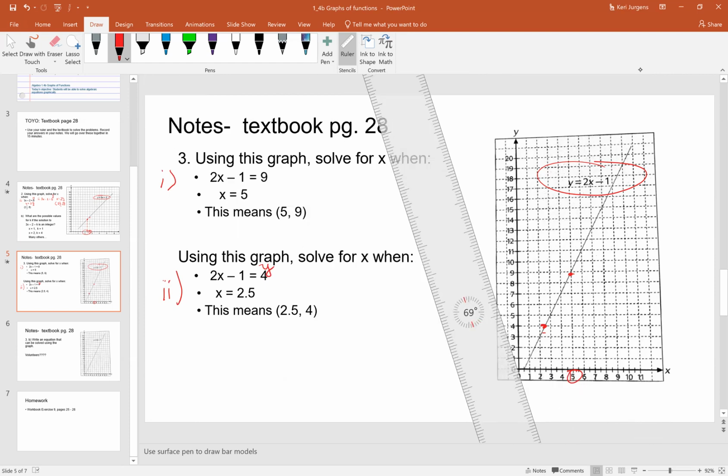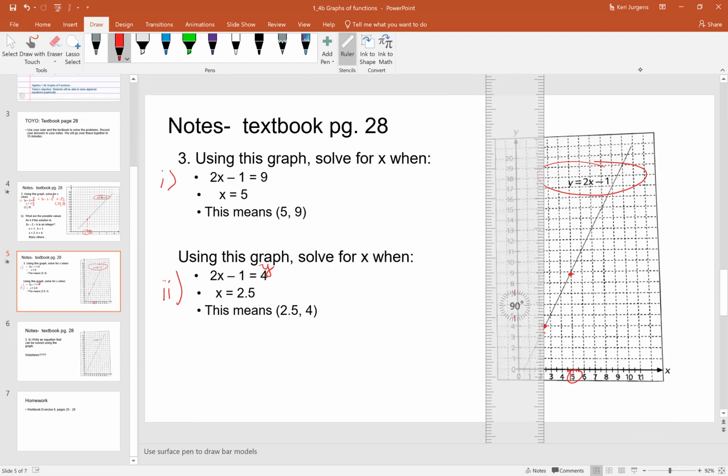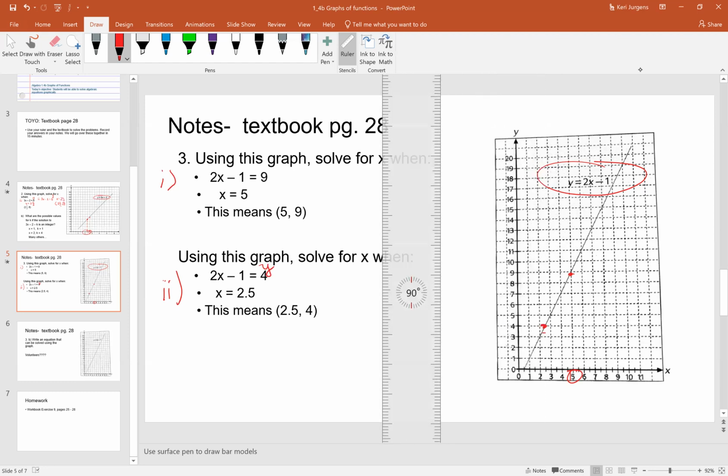The y-axis at 4. So let's go down here and see where it intersects the x-axis when y equals 4. And it looks like it's right here. So what does x equal when y equals 4? Uzziah? X equals 2.5. Yeah, x equals 2.5. So if we write that as an ordered pair, it looks like this. 2.5, comma 4. That goes in your 3D spot.